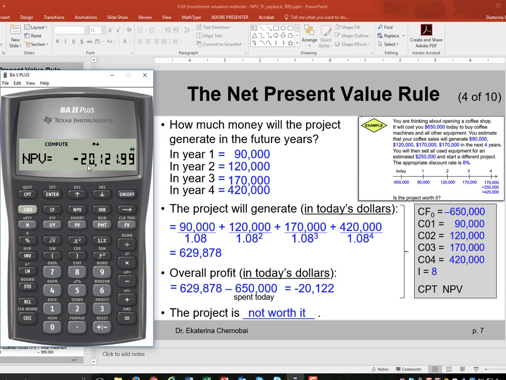This is my answer. Negative $20,121.99. So it's approximately negative $20,122, like I show on my slide.